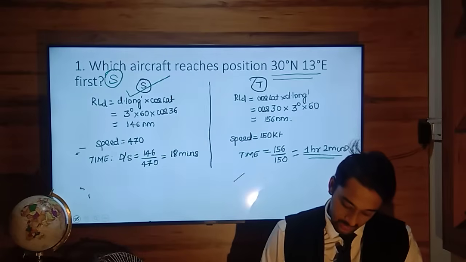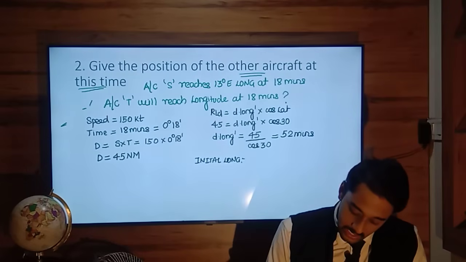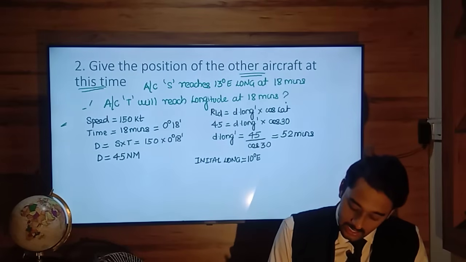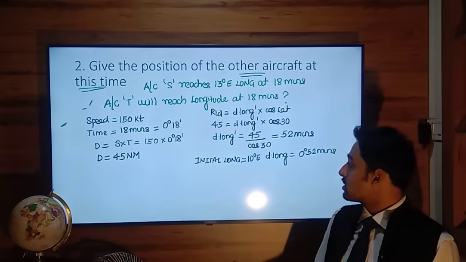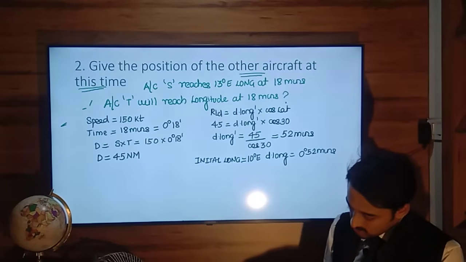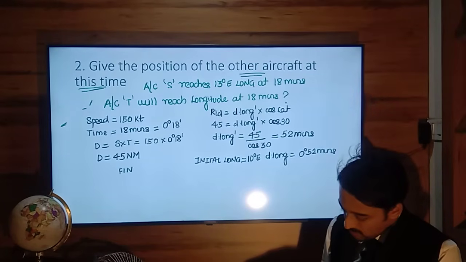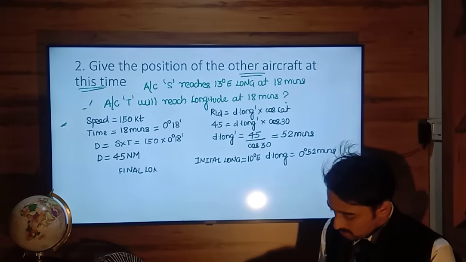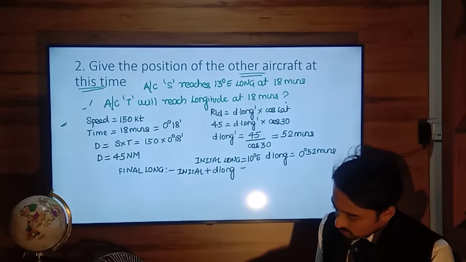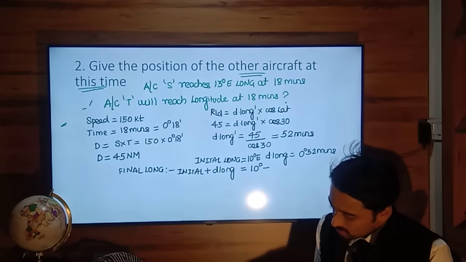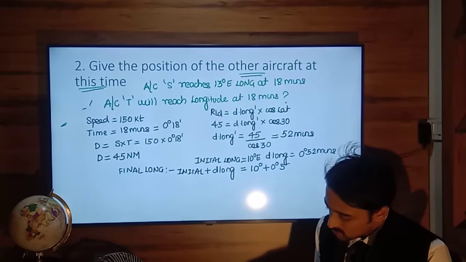So initial longitude is 10 degree east. D long is 0 degree 52 minutes. So final longitude will be initial plus d long, which is equal to 10 degree plus 0 degree 52 minutes.